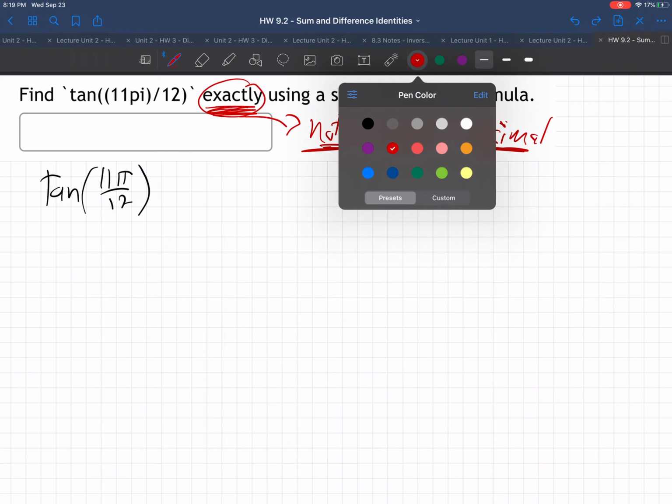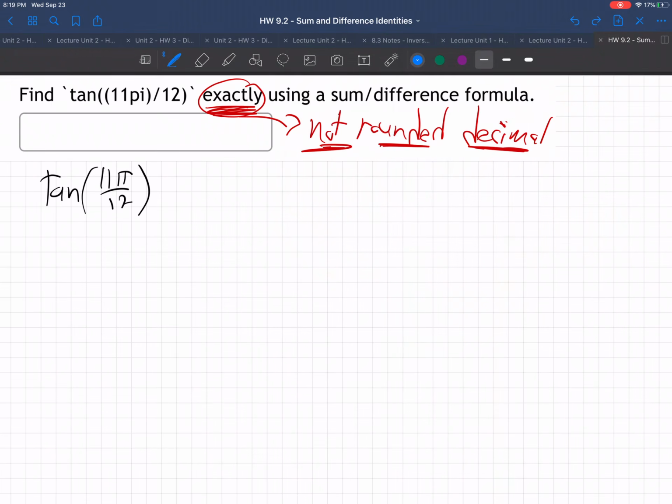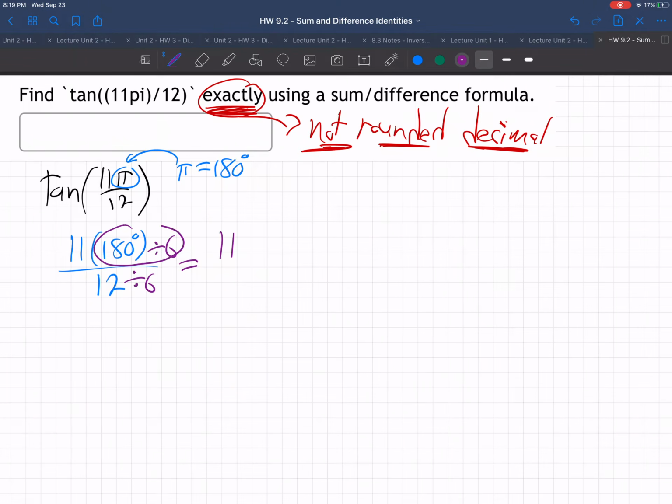Well, what I would suggest, first off, is just to change it to degrees. So plug in right there for pi. Remember what pi is. Pi is 180 degrees. So this will become 11 times 180 all over 12. Now, you can reduce that without a calculator. Just divide this by 6 and divide this by 6. And what do we get? 11. What's 180 divided by 6? What's 18 divided by 6? That's 3, then put on the 0. 30 degrees. And 12 divided by 6 is 2.